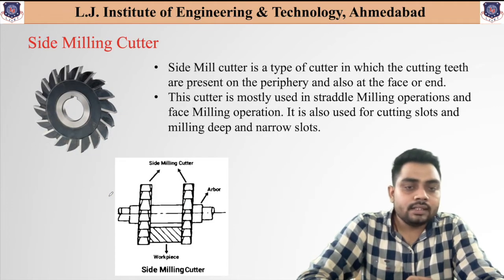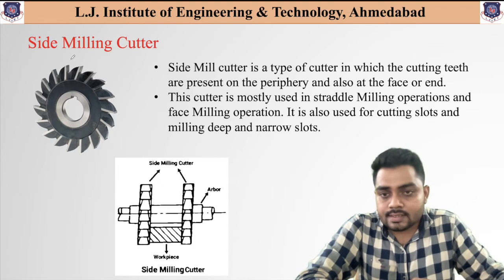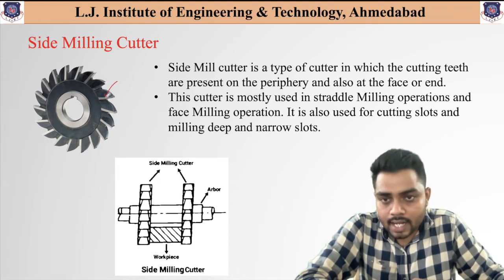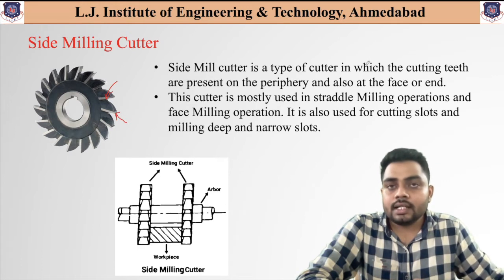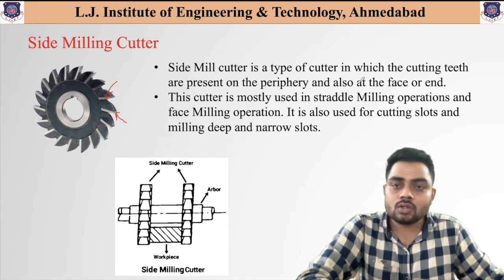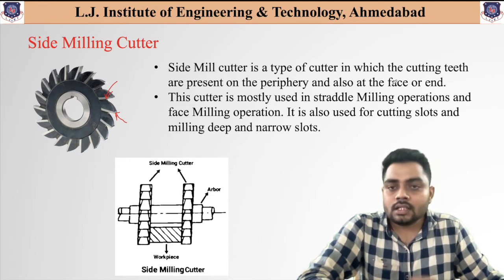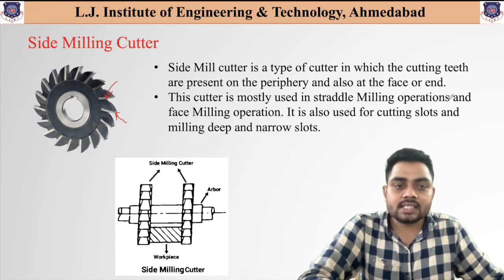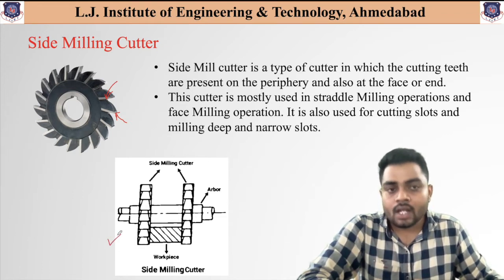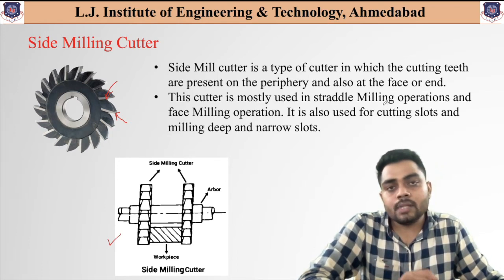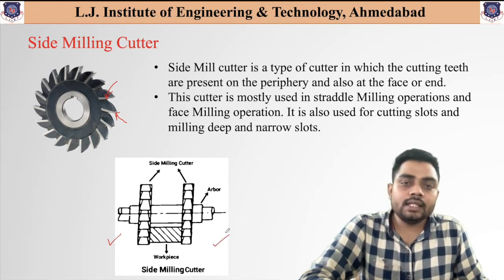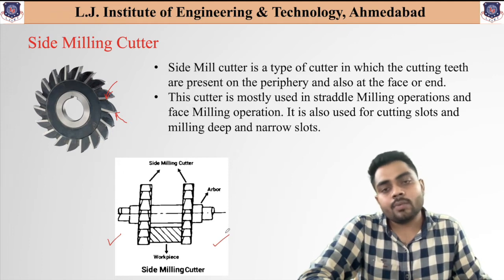Next one is the side milling cutter. As you can see over here, this side milling cutter has teeth at the side surfaces also, and it has cutting teeth at the end of the face also. That means the side mill cutter has teeth present on the periphery and also at the end of the face. These side milling cutters are mostly used with the straddle milling operation as shown over here, and also for face milling operation. It is also used for cutting slots and milling deep and narrow slots. This is the operation of straddle milling, which you will understand in the different milling operations.